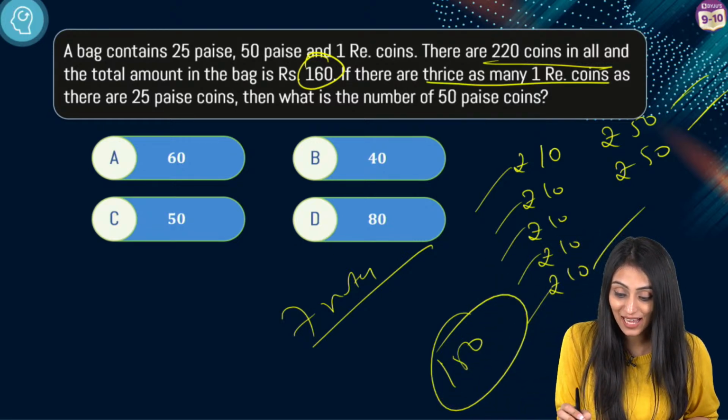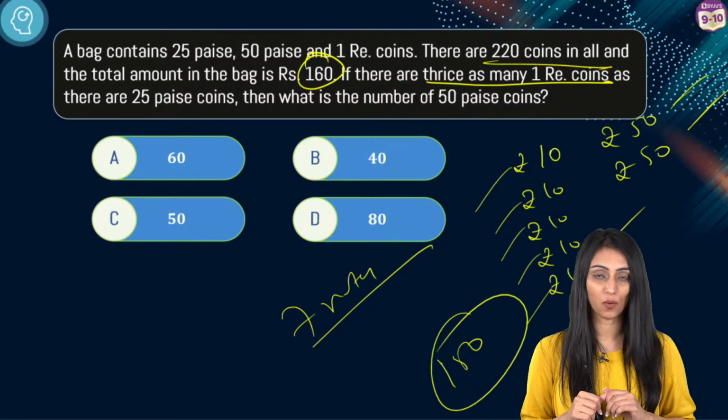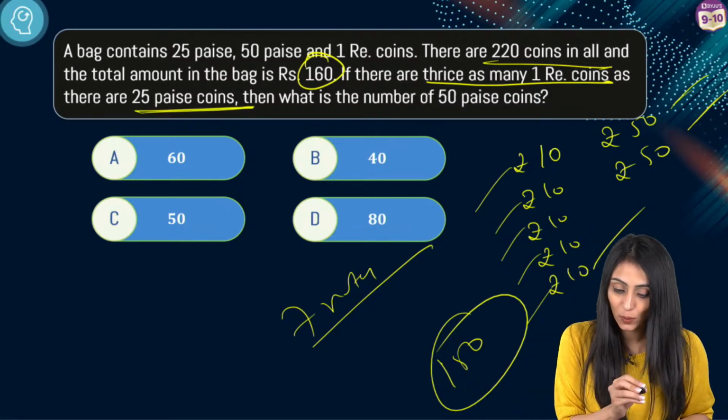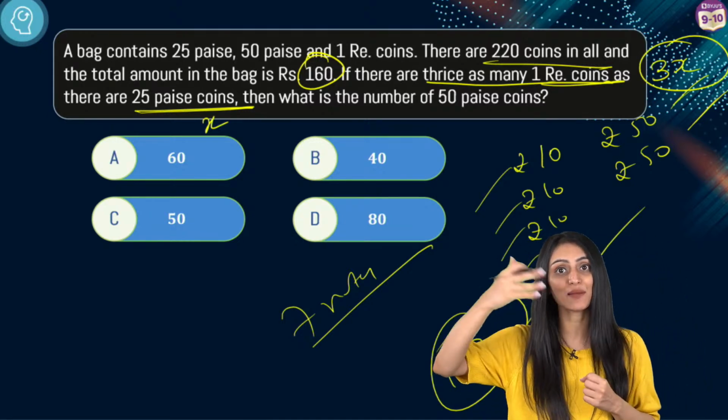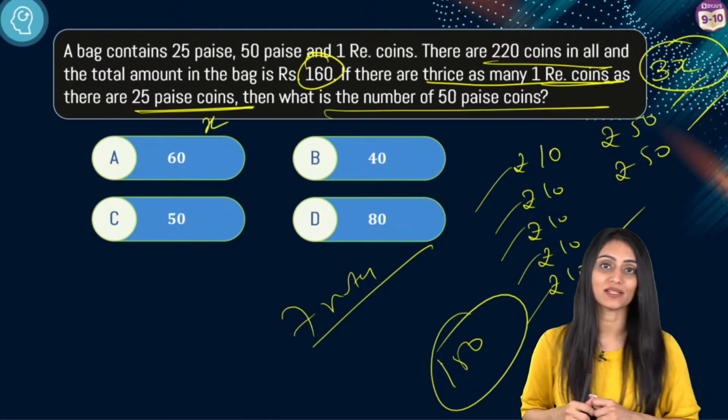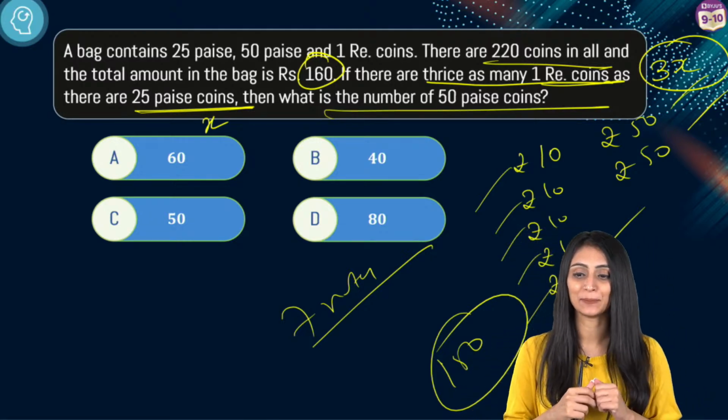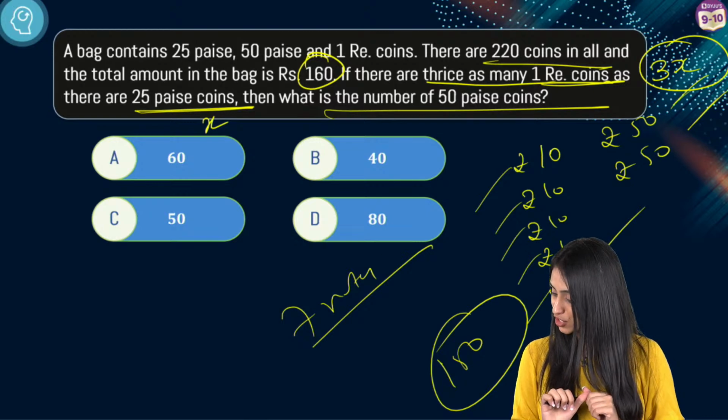There are thrice as many 1 rupee coins as 25 paisa coins. Let's say if 25 paisa coins are x, so 1 rupee coins are going to be 3x. It is 3 times of that. Then what is the number of 50 paisa coins? That's what you need to find out quickly. Tell me what should be the answer for this question?